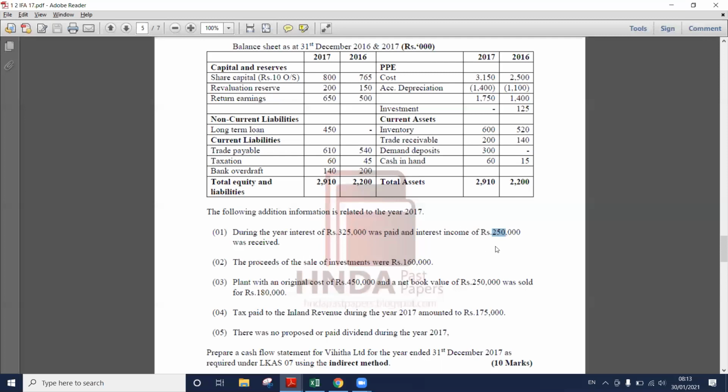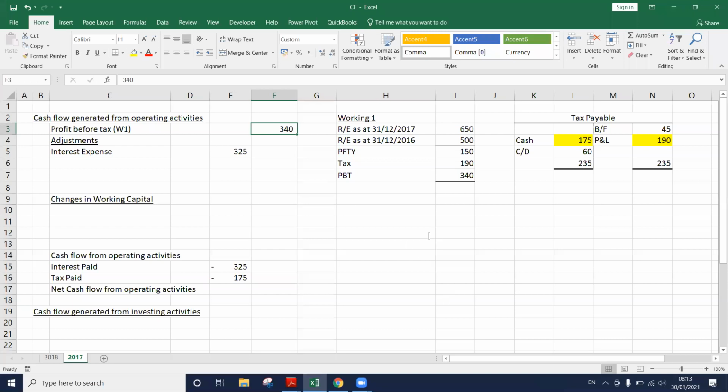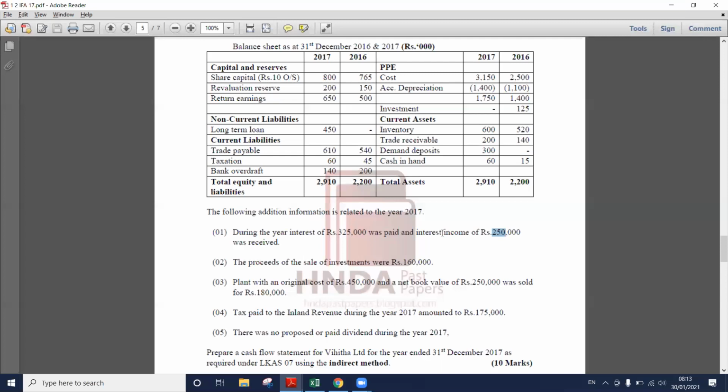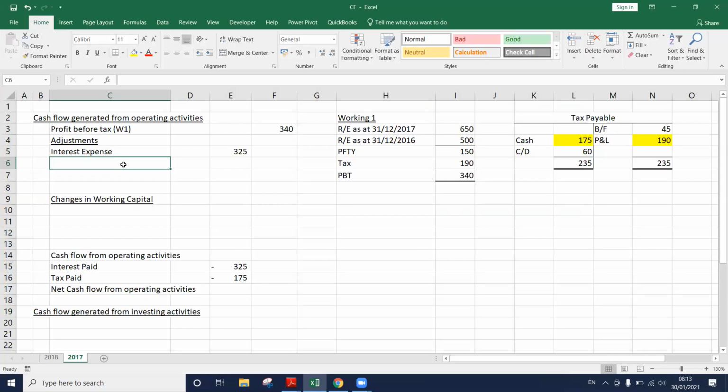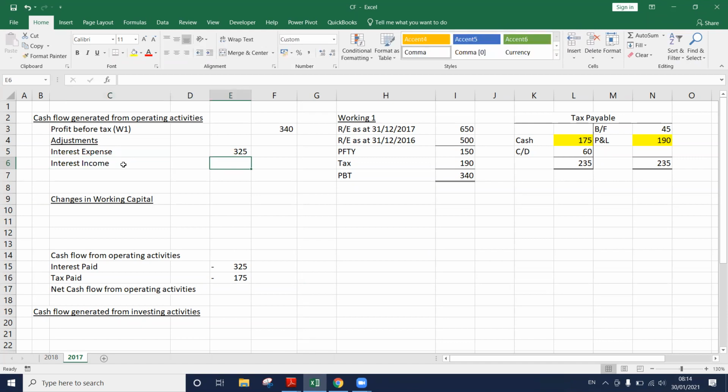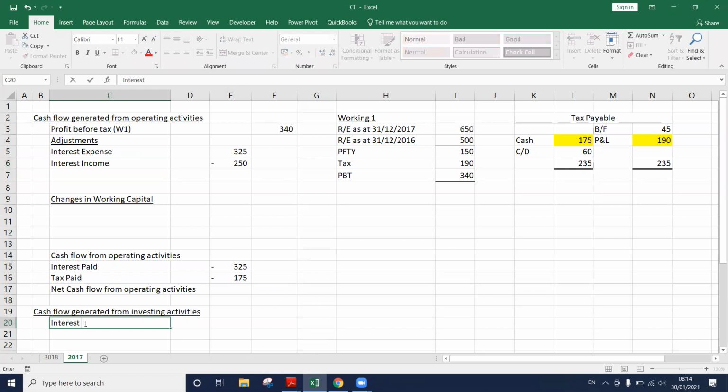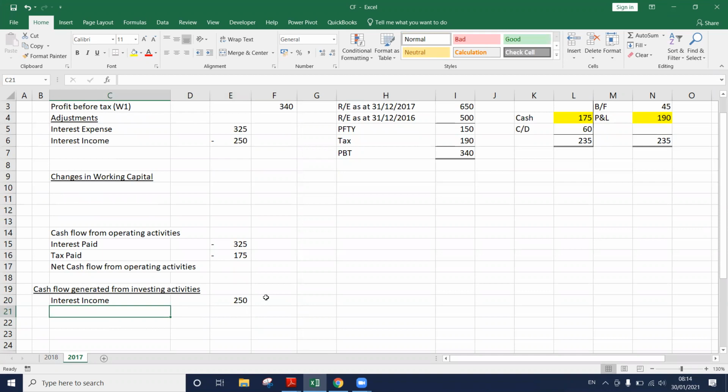What is the issue then? Interest income is something we have generated from investing activities. We have made investments, right? This is the income received on what we have invested. So we cannot take this under operating activities. This one we need to consider under investing activities. Therefore, interest income has been added here, so we need to remove it, deducting 250. That should come under investing activities: interest income we have received in cash, 250. So that is with relation to additional information number 1.